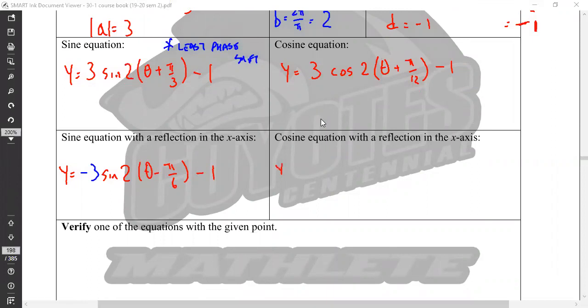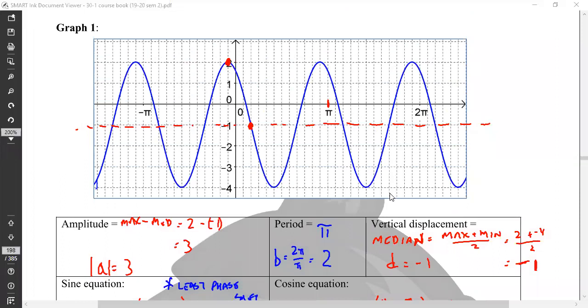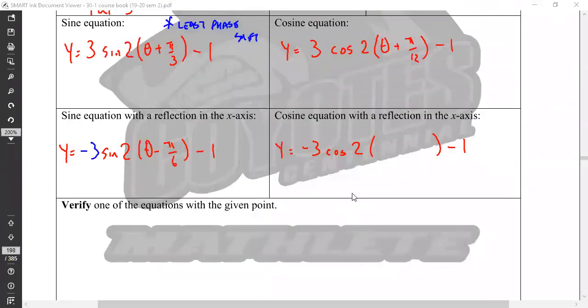And then the last one, the cosine, -3 cos 2, leave some space in the brackets, -1. And now we need to know our phase shift for negative cos. Positive cos started at the maximum. Negative cos starts at the minimum. And this seems to be 1, 2, 3, 4, 5 pi twelfths to the right. So theta minus 5 pi over 12. Whew.